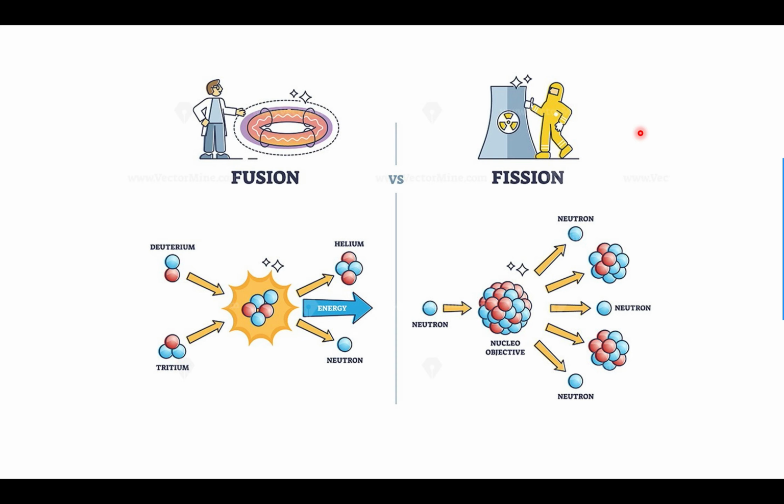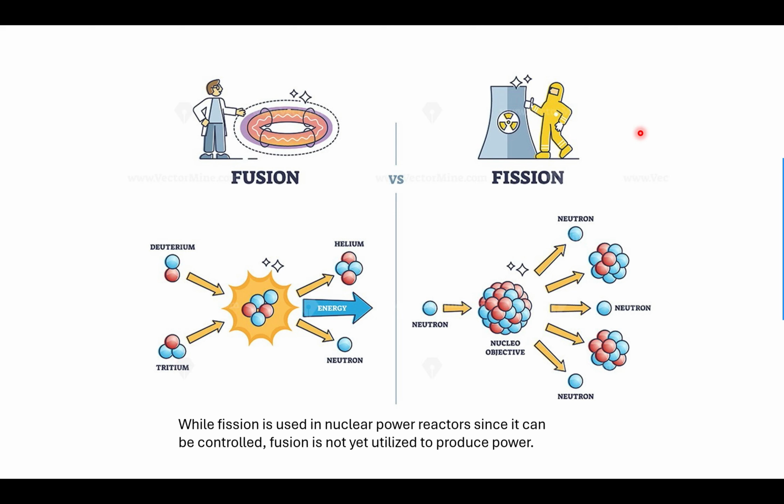So between these two processes, we generally use fission for most of our nuclear energy. But fusion is hardly used because there are multiple challenges that we face. One thing is that it's pretty hard to control the reaction progress in fusion, but fission is relatively easily controllable. But still, we are trying to look out for fusion because fusion is much safer. The byproducts are much safer.